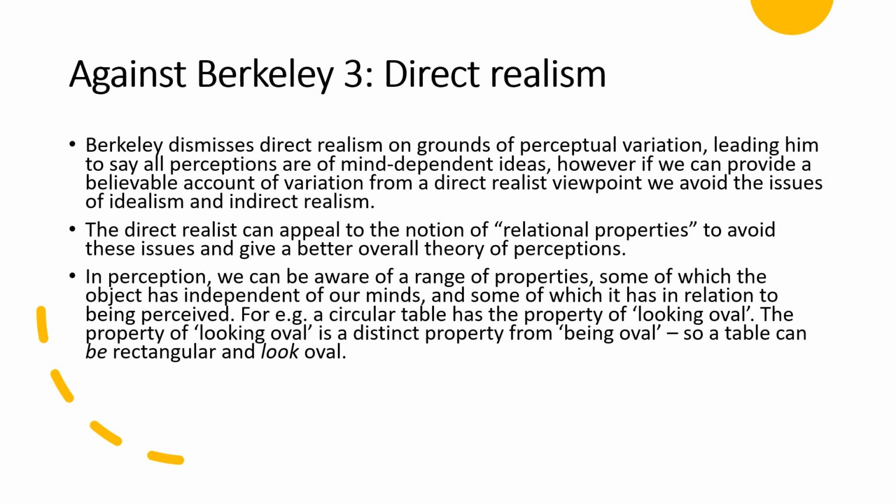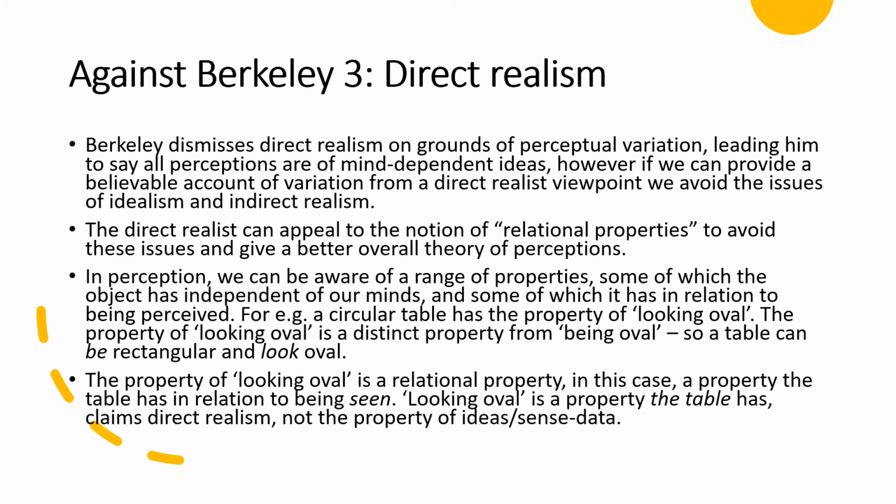So to go back to the table, perhaps a circular table has the property of looking oval at an angle. But that doesn't mean that I'm seeing something oval in my mind. It just means that the property of looking oval is a distinct property from being oval. So a table can be rectangular and look kind of oval, and that's a very different thing here. So this property of looking oval or elliptical is a relational property.